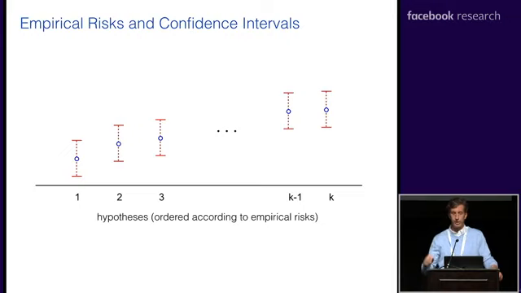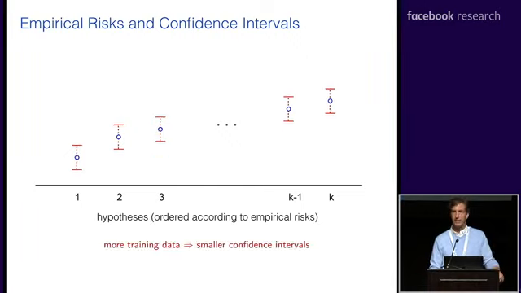So what I'm doing here is showing you empirical risks of a bunch of different classifiers, say. Each blue dot is the empirical risk, and the red bars, again, are those confidence intervals coming from the VC inequality. So we could order them like this, from lowest empirical risk to highest empirical risk. And as we collect more and more training data, we'll shrink these confidence intervals, because remember, those VC bounds are going down like 1 over the square root of n, or proportional to that.